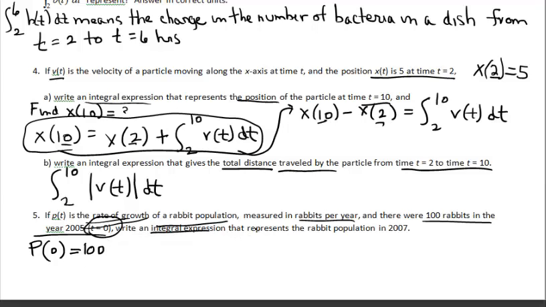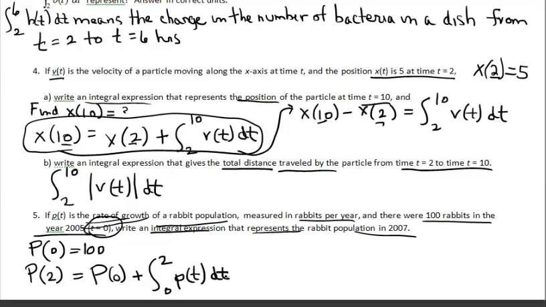Write an integral expression that represents the rabbit population 2 years later. All right, so the population at t equals 2, well, what I started with, my initial condition, my 100 rabbits, plus any change that occurred in those 2 years by integrating the rate, the lowercase p of t. So that's an integral expression that represents the rabbit population 2 years later. And again, like the previous problem, notice if you pulled over p of 0, that's just the fundamental theorem of calculus, just using some alternate notation.